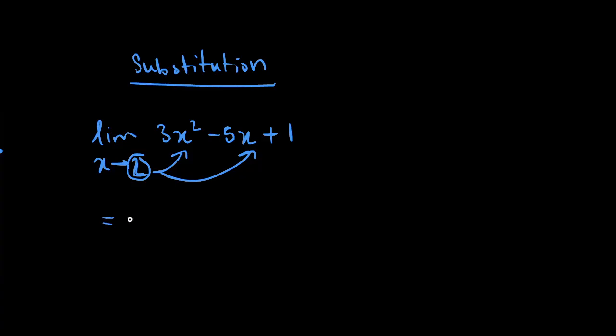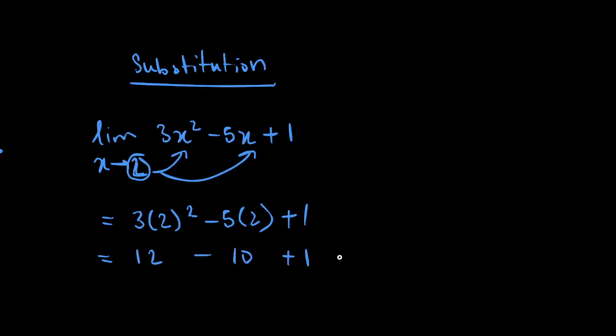So that leaves us with 3 times 2 squared minus 5 times 2 plus 1, or 12 minus 10 plus 1, which is equal to 3. So this is then going to be our answer. So this is the limit. So the limit as x approaches 2 of our function 3x squared minus 5x plus 1 is going to be equal to 3. So it's very straightforward. And so the trick here is that polynomials and most of these other continuous functions are going to behave rather nicely in that we can just use direct substitution.